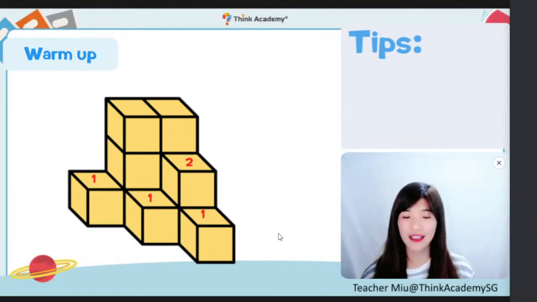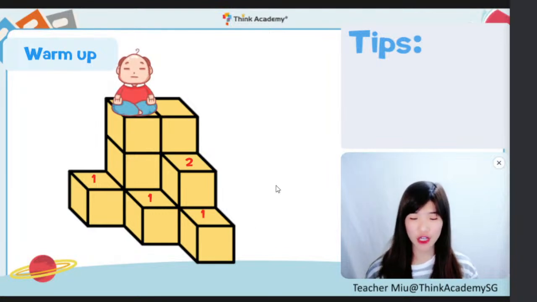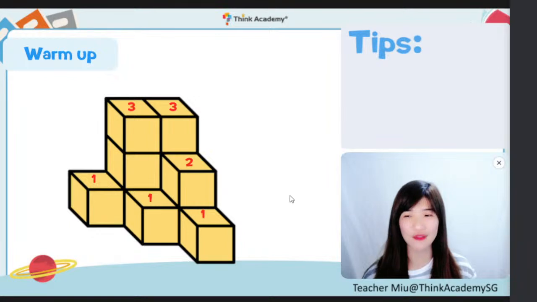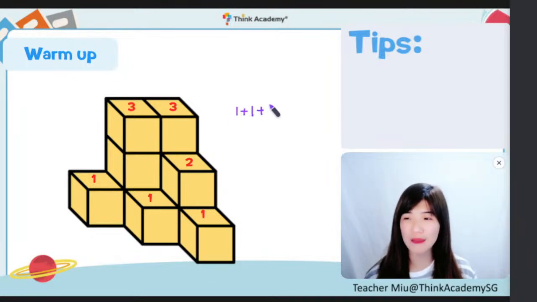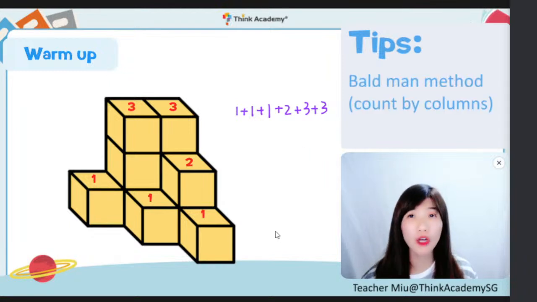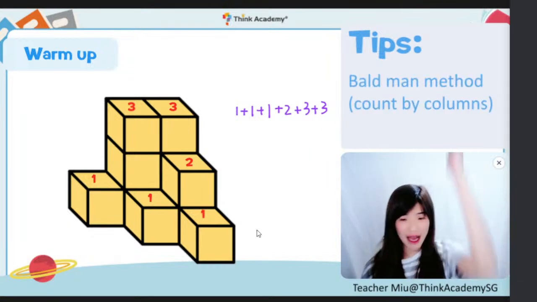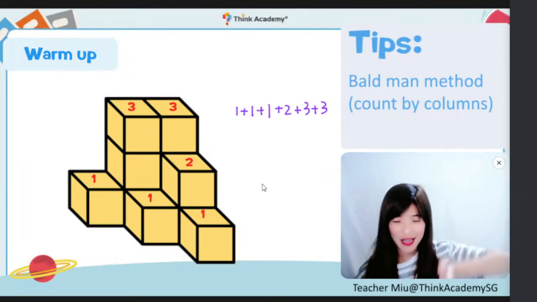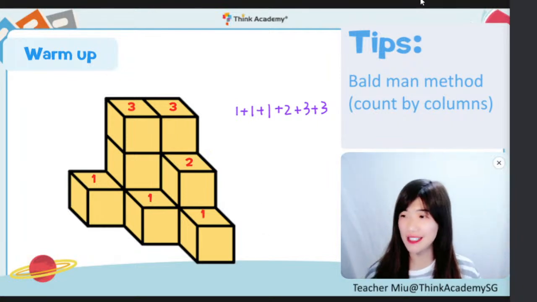And then what next? We shall go to the buildings with 3 cubes, right? So this is 3 and this is 3. So altogether, we have 1 plus 1 plus 1, 3 ones, plus 2, and then 2 threes, plus 3 plus 3. Altogether, it shall be 11. So this is what we call the boatman method. We count by columns. This is very easy.